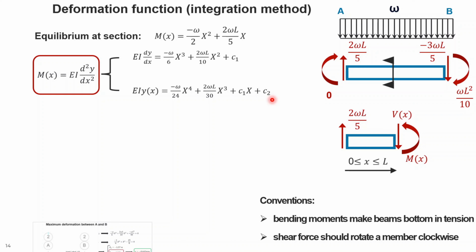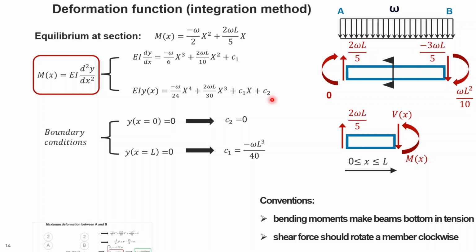and c2. And if you want to calculate c1 and c2, you need to go back to the boundary conditions, which are usually at the supports. As you can see here at node A, I have the condition that at x equals 0, y should be 0 because it's a support at node A, and at x equal to L, y should be 0 because it's a roller support at node B. So with these two conditions, we can come up with c1 and c2.